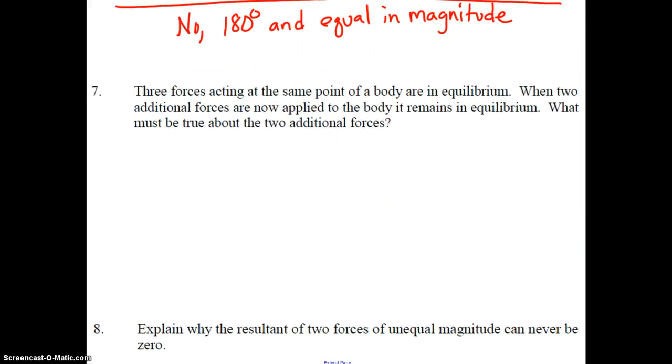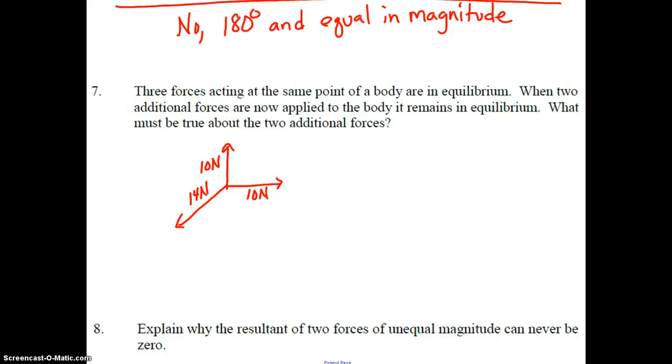We have 3 forces acting at the same point of a body that are in equilibrium. When 2 additional forces are now applied to the body, it remains in equilibrium. What must be true about the 2 additional forces? Well, let me use, for example, a 10 newton force pointed up, a 10 newton force pointed to the right, and then a 14 newton force pointing in that direction, which would be 45 degrees away. This would represent 3 forces in equilibrium.